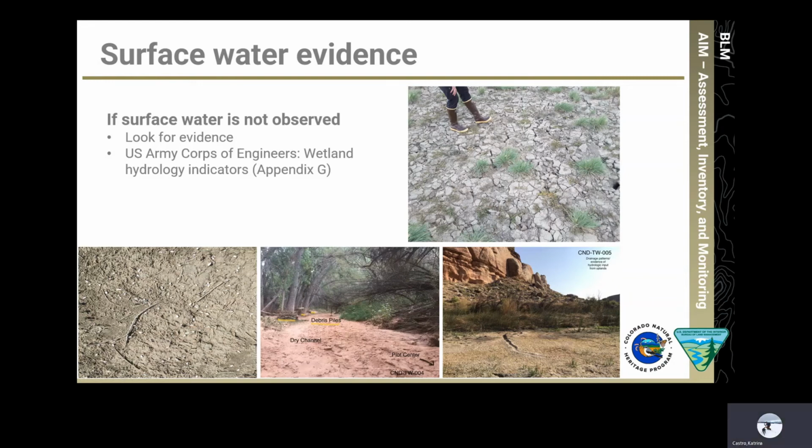Refer to Appendix G in the protocol for a list of examples of applicable hydrology indicators. Be sure to record the observations using terminology consistent with the Army Corps indicators where possible.